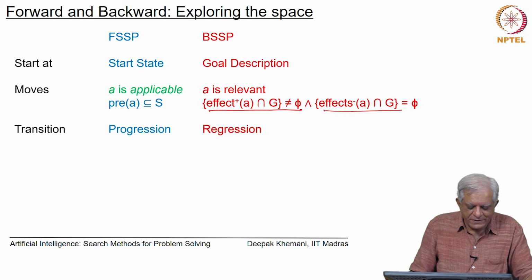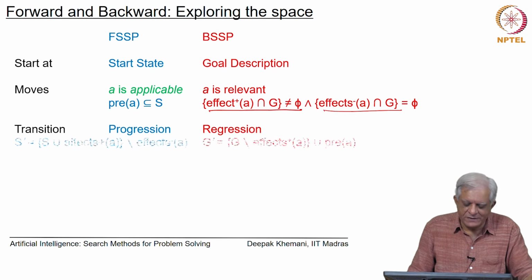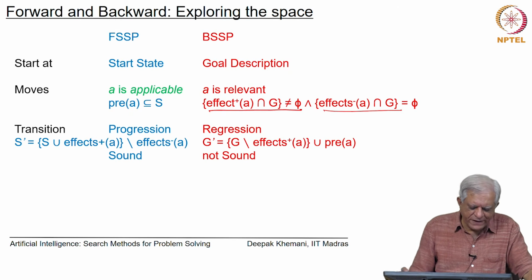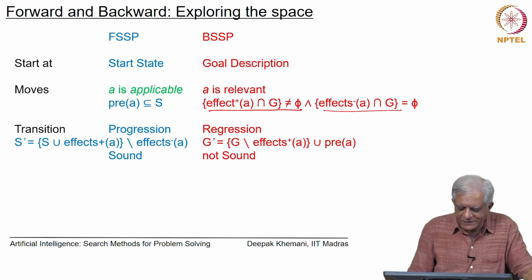Then the movement, we call it progression in the case of forward state space planning and regression in the case of backward state space planning. Progression was defined by a set operation that we have studied, and regression also was likewise defined by a set operation that is given here.